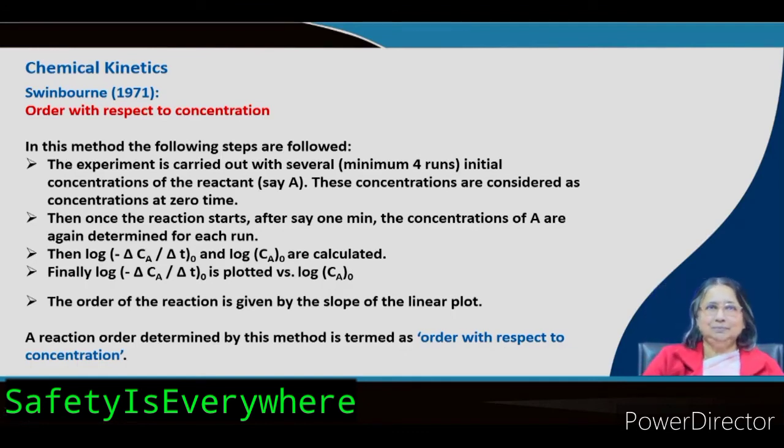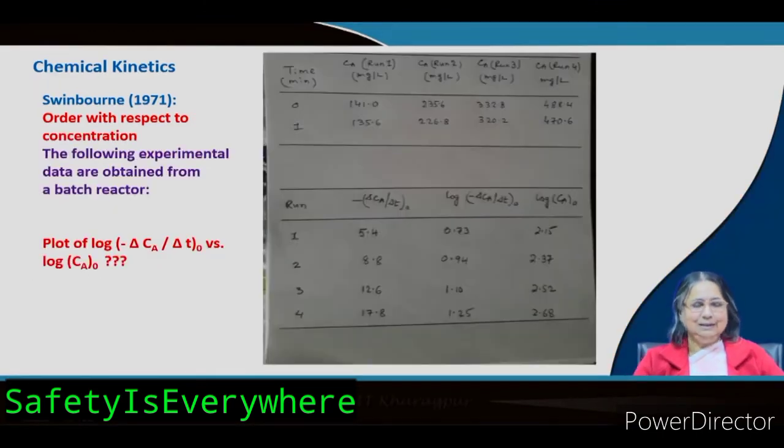These two are very nice methods. Okay. Now, to understand this, you can see the data from the experiment that has been done with 4 runs. Okay. So, here is the time. 0 minute means initial concentration, then 1 minute. So, just after 1 minute the concentrations are measured. So, this is the 0 time concentration, this is the concentration at 1 minute.